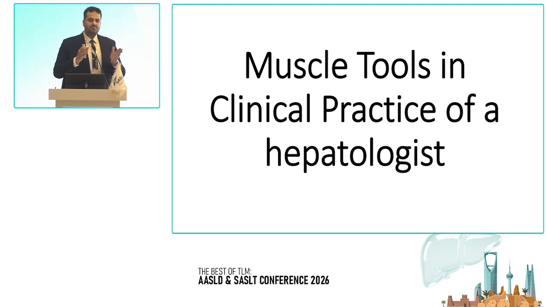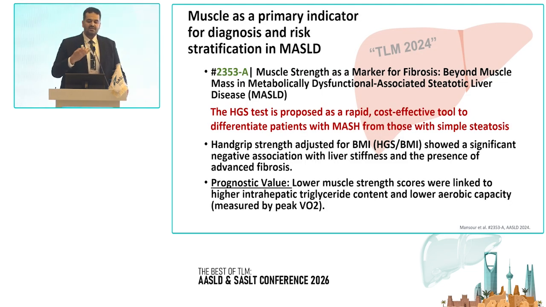Then at this point, we can move to the core of the presentation. We need to be talking about the muscle tools that we use in the clinical practice of a pathologist. The first thing, we can use the muscle as the primary indicator for the diagnosis and risk stratification in muscle D. This data is coming from the Liver Meeting in 2024.